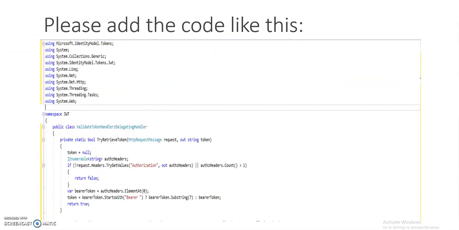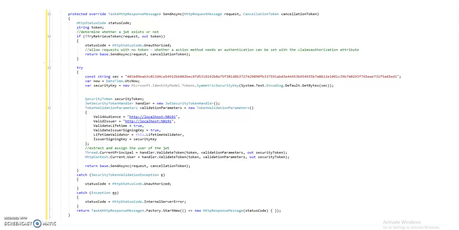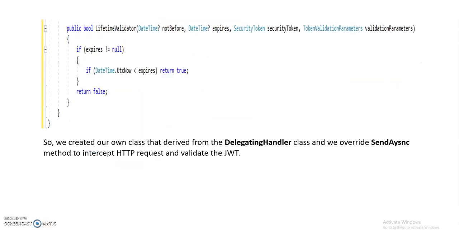If you want to take a note, you can write it down from here. So we created our own class derived from the DelegatingHandler class, and we override the SendAsync method to intercept the HTTP request and validate the JWT.